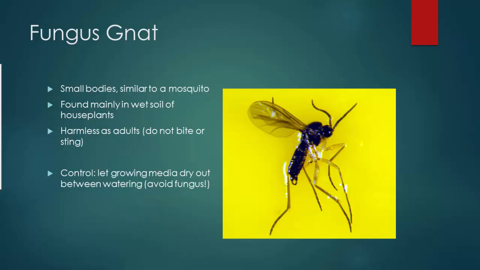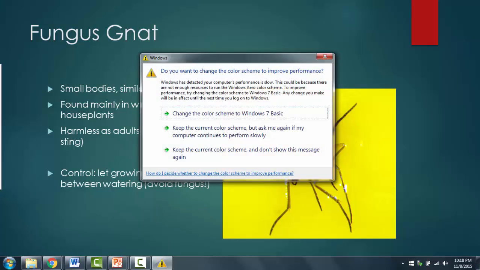You avoid watering too much, which is a common problem in school greenhouses because we all want to water and make sure they're well taken care of. But watering too much can be just as big of a problem as not watering enough. And so one thing to watch for is these little tiny gnats. They look like mosquitoes without any stingers.